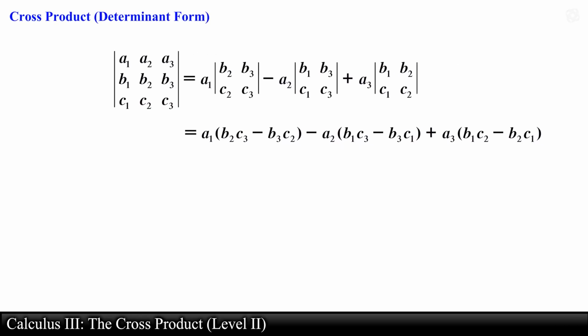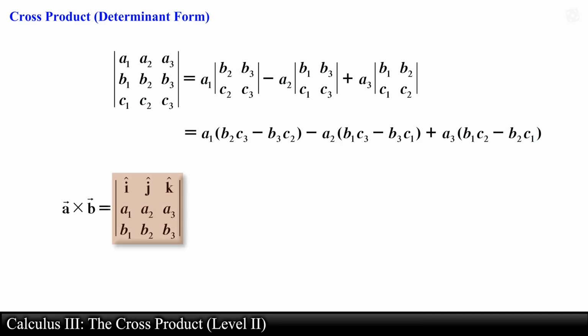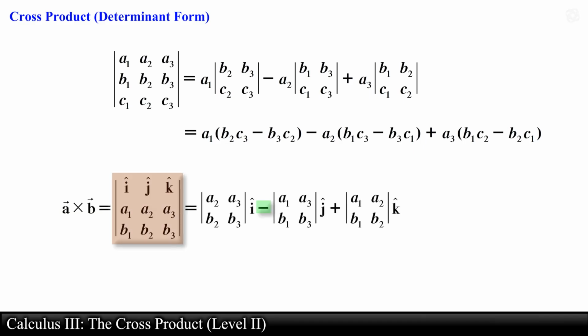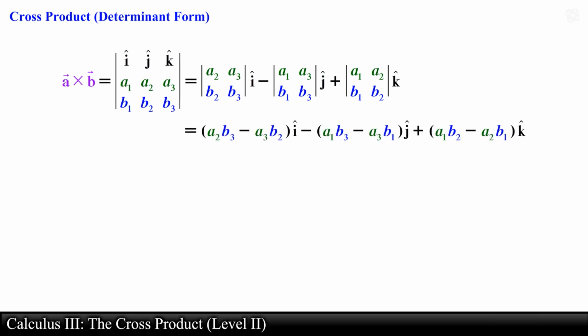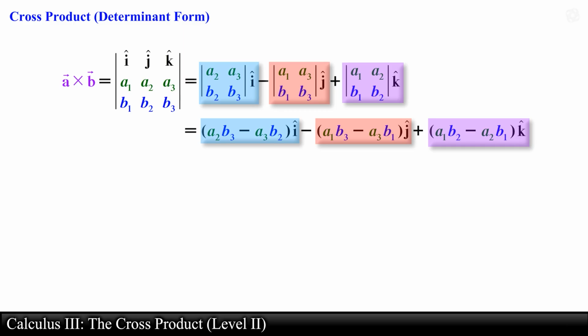If we now rewrite the determinant of order 3 by replacing the first row with the standard unit vectors i hat, j hat, and k hat, and replace the second row with the components of vector A, and replace the third row with the components of vector B, then vector A crossed with vector B will be equal to the following determinant. Note the minus sign in the j hat component. The final expression for the cross product can be obtained by computing the determinant for each 2x2 square matrix, with each 2x2 square matrix representing a component of the cross product.